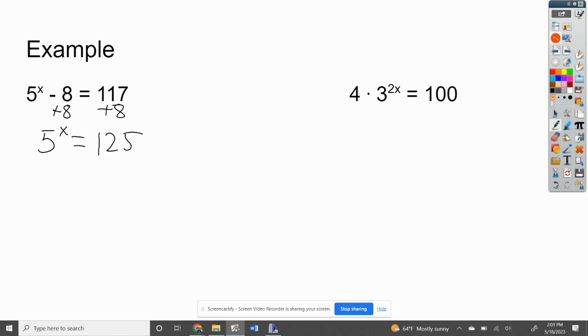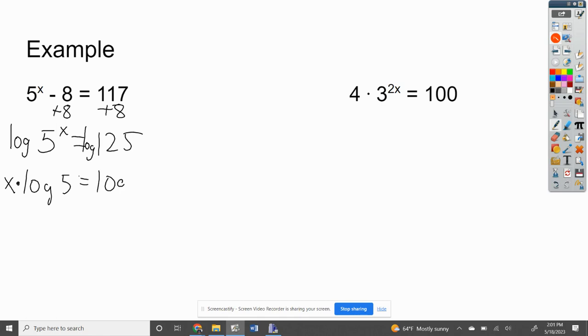Now you might know what x is equal to in this case because you know that 5 to the power of 3 should equal 125. If you didn't, we can solve this using logarithms. So if I, at this point, take the log of both sides. All right, I have log of 5 to the power of x, but because it's to the power of x, I now can bring that x and write it out front.